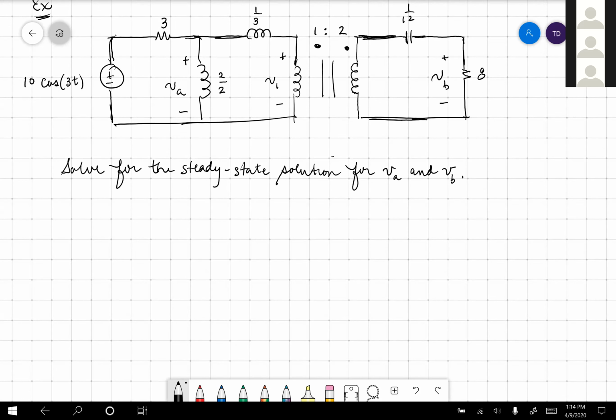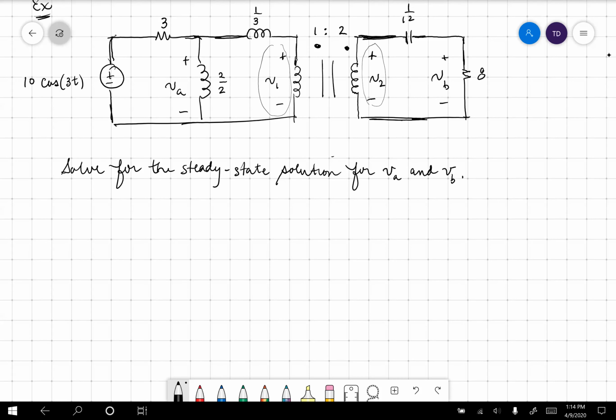Okay, so we're solving for the steady state voltage for VA and VB. Anybody tell me step number 1? Does it convert to the frequency domain? That is correct, Jack. We convert to the frequency domain. I'm going to label a V1 and a V2. Just remember, in general, these are not labeled for you. You would have to put them in there. You define the primary. You define the secondary.